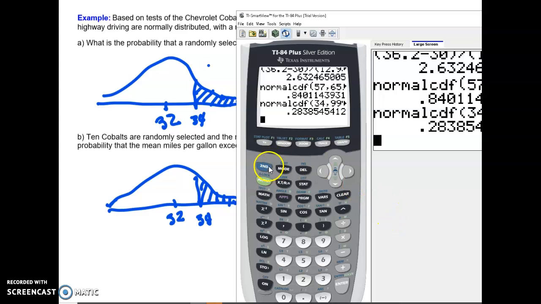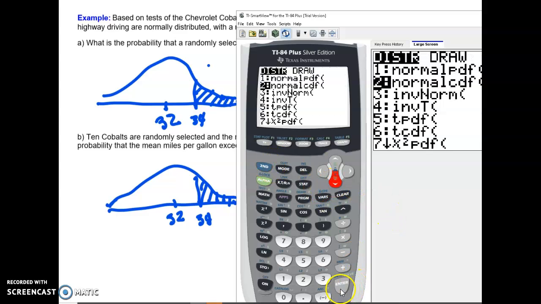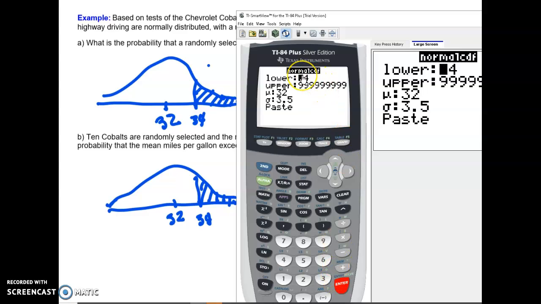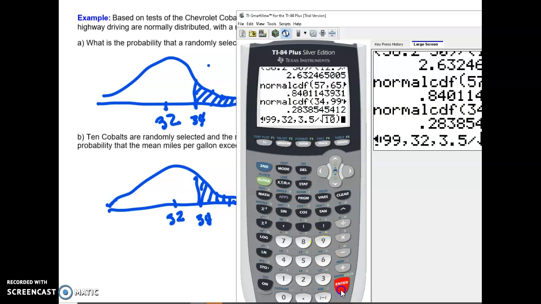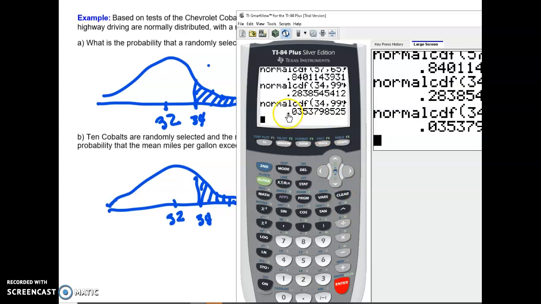So when I go to the calculator, I have to remember to do this. Second distribution, normal CDF. The lower bound is still 34. The upper bound is still positive infinity. The mean is still 32. But now the standard deviation is 3.5 divided by the square root of 10. That's the only difference. I gave you a sample size of 10, so we have to use it. Hit enter again. And now we see that that probability is 0.0354.